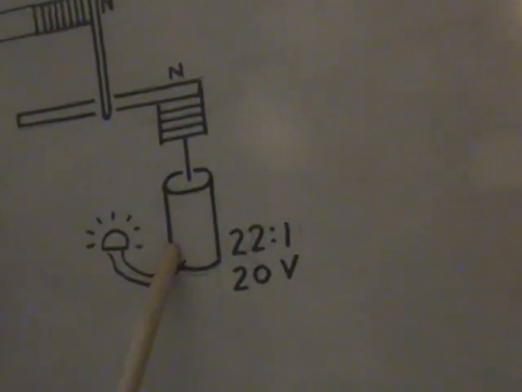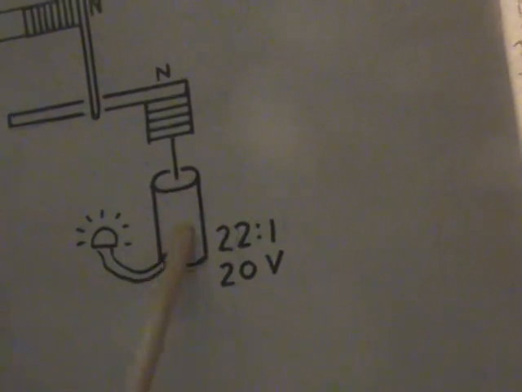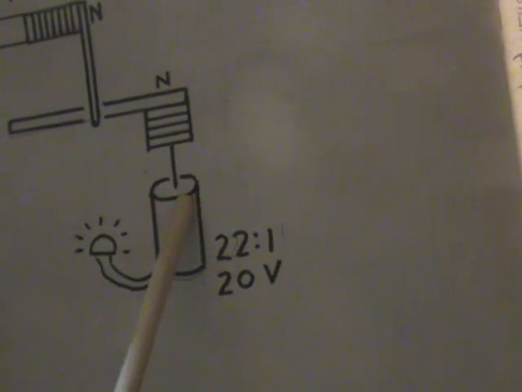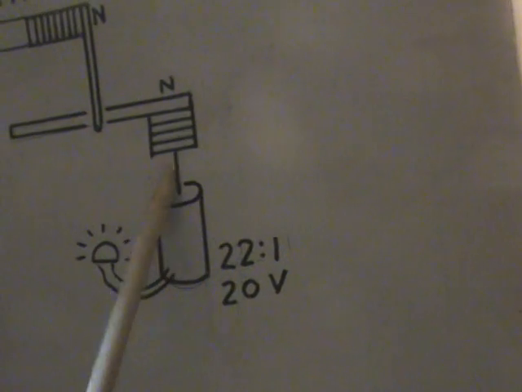The generator is a 22:1 ratio, 20 volts. They're hard to find, but at least you could find a free spinning small DC motor, and you could set it up and see what the action is. Okay.